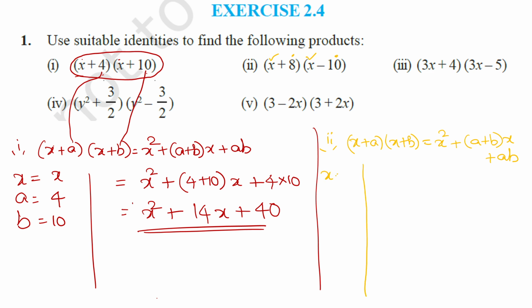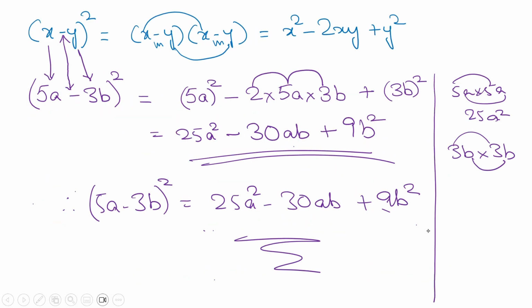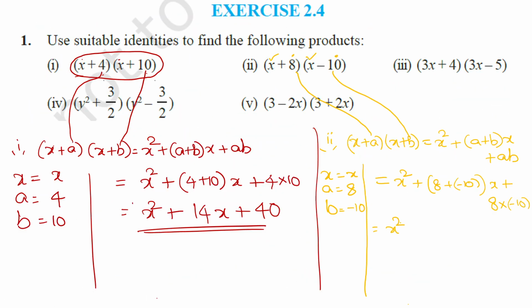Okay. So now let me write what is in place of x, and what is in place of a, 8. What is in place of b? Sir, since the signs are different, shall I take it as b equal to minus 10 as we have done? Let us solve this. By substituting, you have x² plus (a + b), 8 plus minus 10, times x, plus a into b, 8 into minus 10. Is it right?